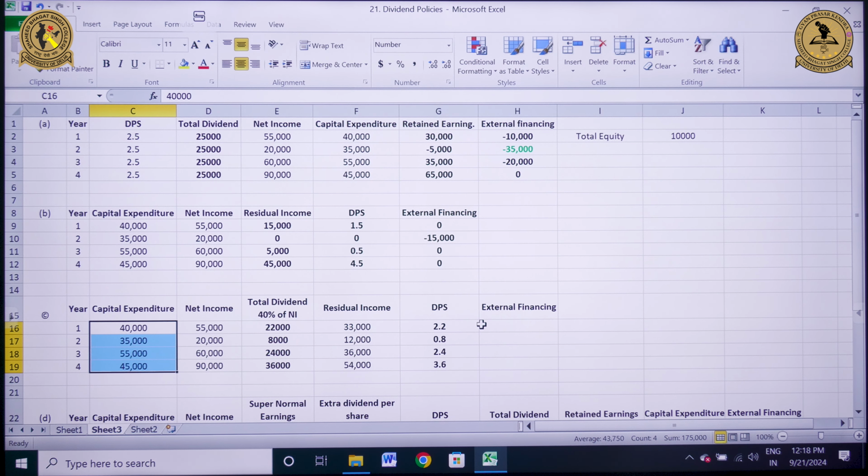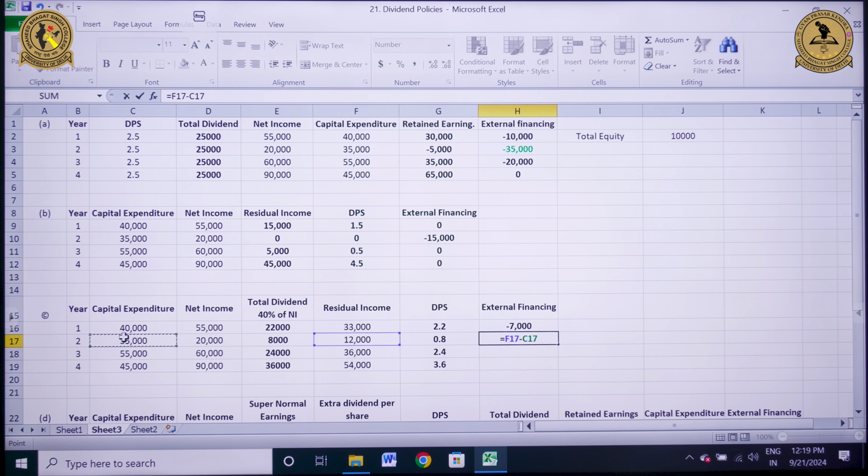The next step is the calculation of external financing requirement. So for that I need to compare the capital expenditure and the residual income. In year 1 the capex requirement is 40,000 and the residual income is 33,000. So the external financing requirement is 7,000. In year 2 the capex is 35,000 and the residual income is 12,000. So it will be equal to 12,000 minus 35,000. The external financing requirement is 23,000 in year 2.